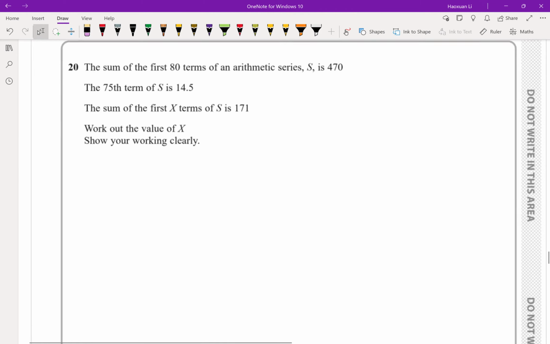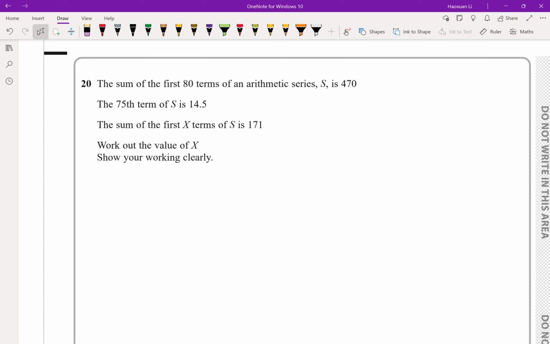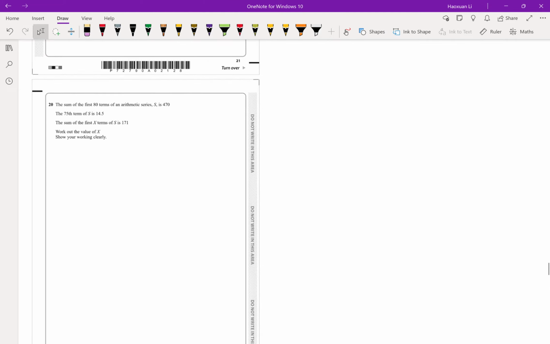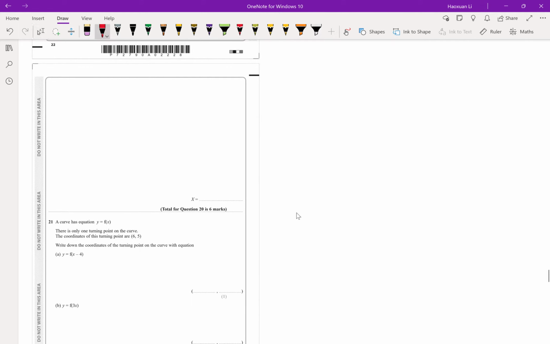Let's keep going. Question 20. The sum of the first 80 terms of an arithmetic series S is 470. The 75th term of S is 14.5. The sum of the first X terms of S is 171. Work out the value of X. Show your working clearly. This is a 6-mark question here, you see.